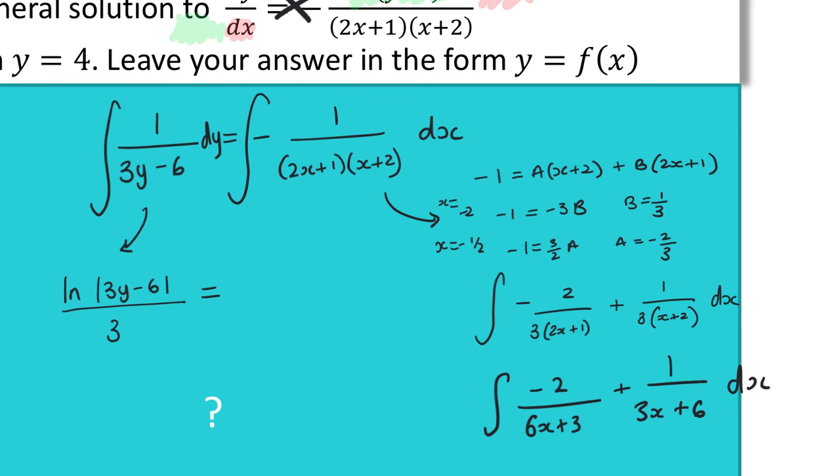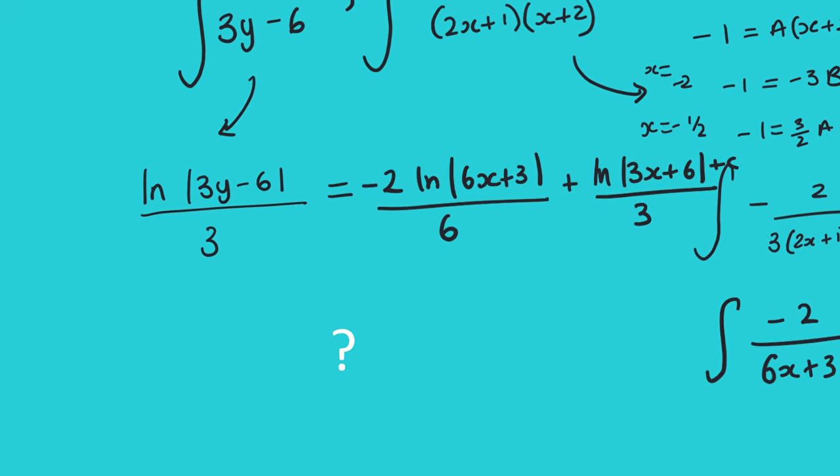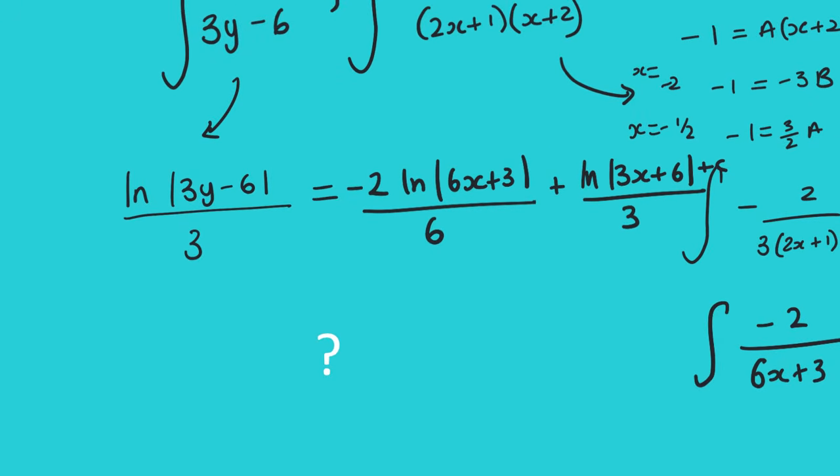Okay, so when we integrate this, we're going to end up with lns, right? Yes. So we're going to have minus 2 ln of 6x plus 3 divided by the differential of the bracket, which is 6, plus ln of 3x plus 6 divided by the differential of the bracket, 3, plus c. Okay, so now let's tidy this up.